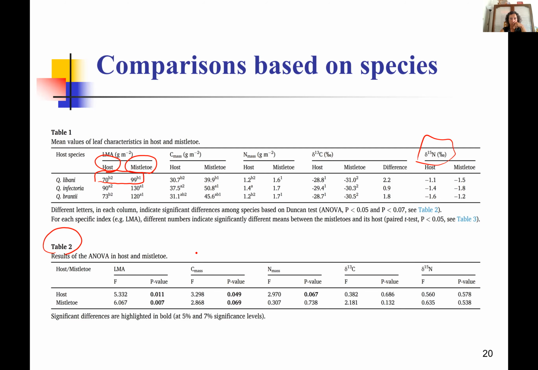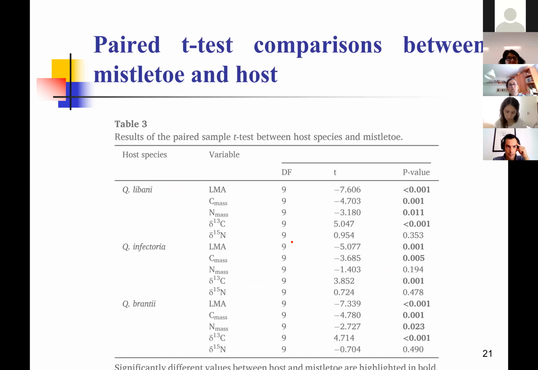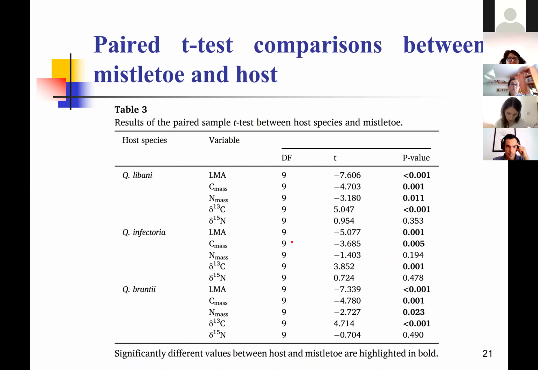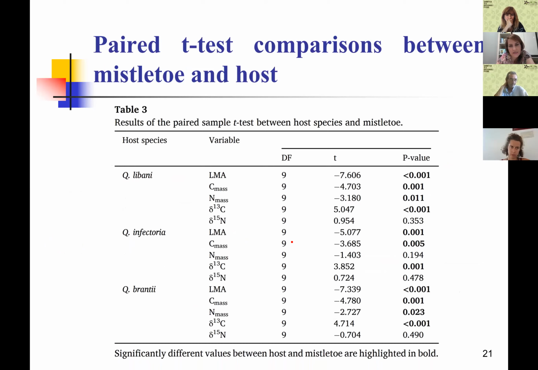Table 2 is the ANOVA of this analysis that I described in table 1, and here we have a t-test that I described in table 1, but here you have a detail in each species and difference between host and parasite that I described in table 1.